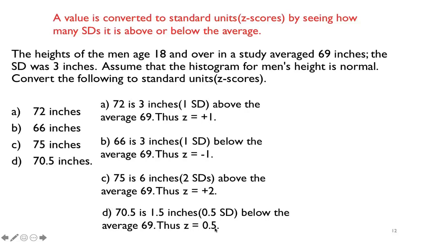Again, everything is in terms of the SD. The Z-score is basically a measure of how many SDs away from the average you are. So that way we can ignore the actual measure and do it in terms of the SD.